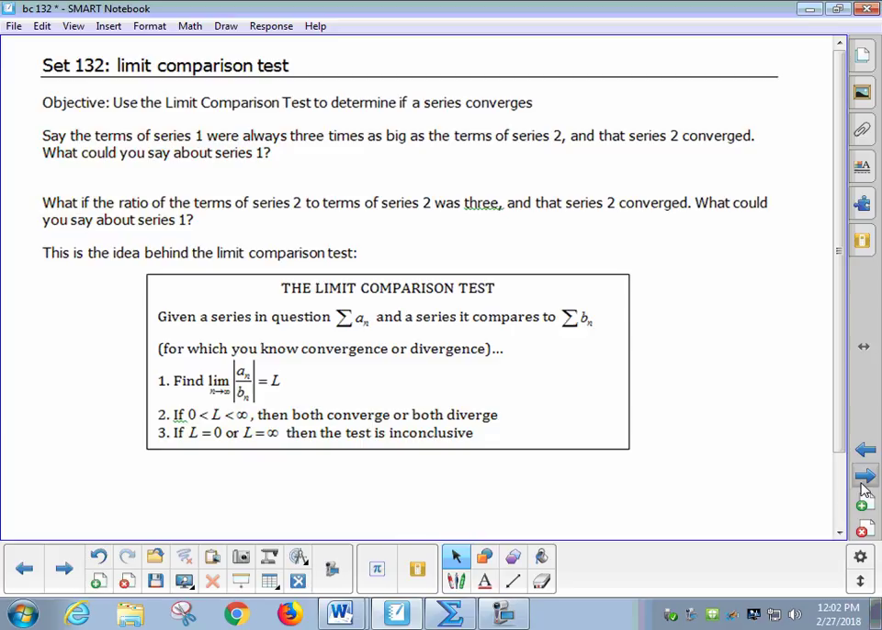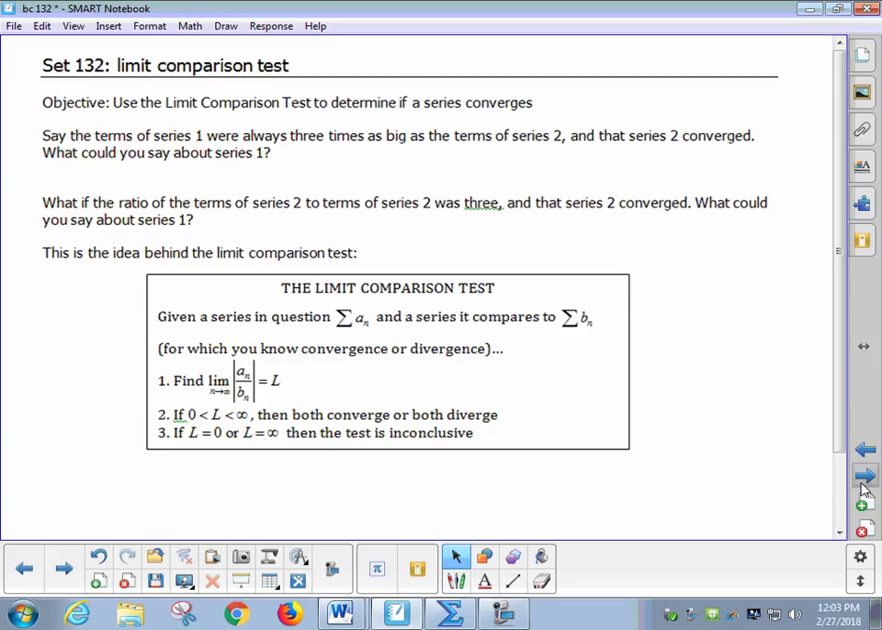If, however, the limit is 0, well, if the limit goes to 0, that probably means that the bottom was much faster growing than the top, and there probably wasn't a good comparison there. And so I can't really say they behave the same way. I don't know what that means. If the limit goes to infinity, that probably means the top was much bigger. And again, there's not really a good comparison between the terms. I don't know how they relate to each other. Those would be inconclusive. That's the idea behind the limit comparison.